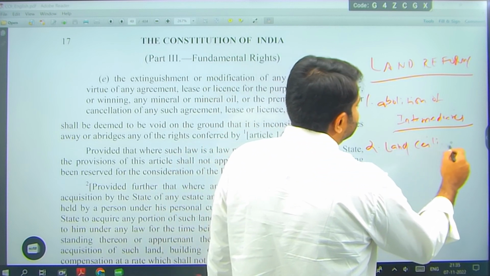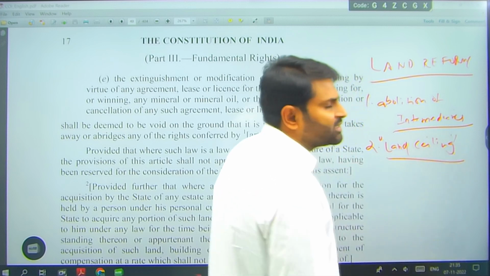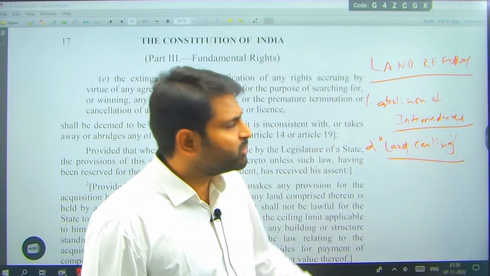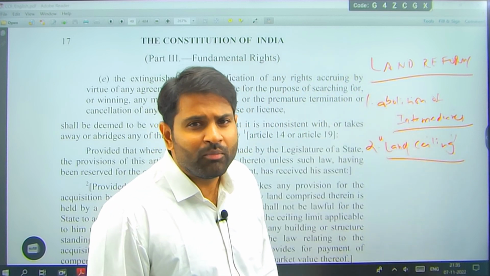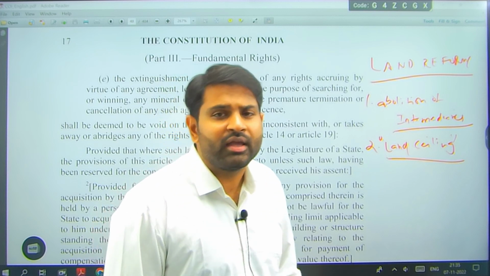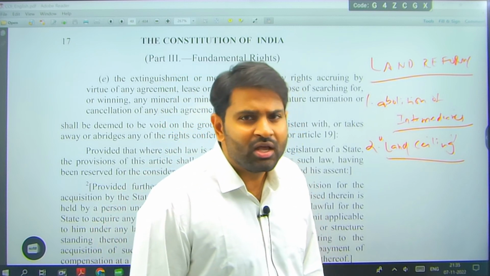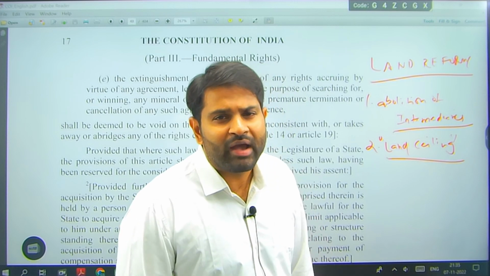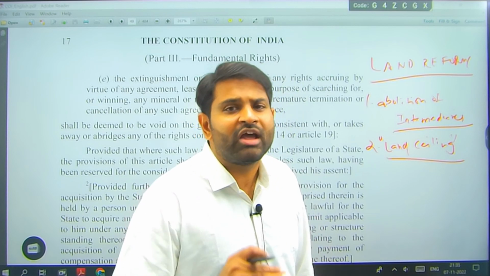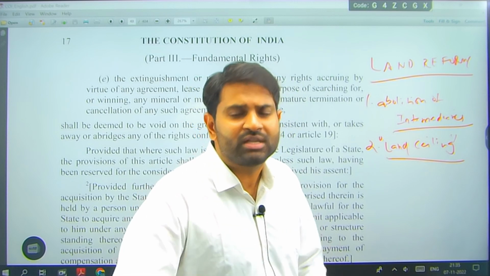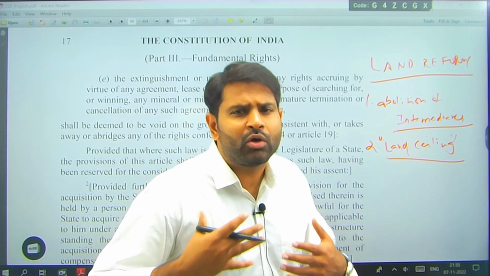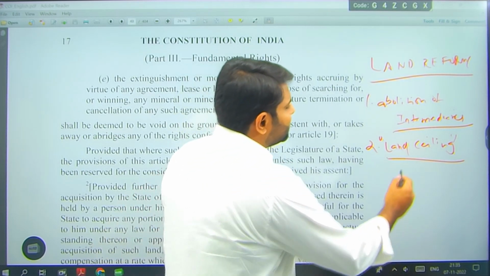ceiling. So we know that land is concentrated in the hands of those people who are intermediaries. People used to have 1 lakh acres, 2 lakh acres, 50,000 acres, 20,000 acres. We have taken off that land. We have brought land ceiling. One should not have more than 25 acres, 30 acres, 50 acres. Like that, we have brought ceilings and we have taken over all the land, right? And that is called land ceiling.